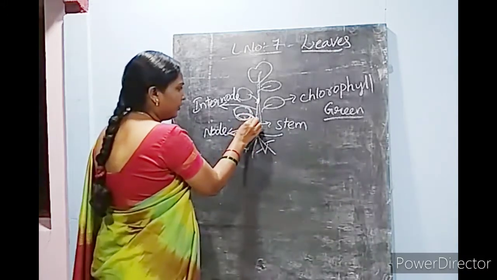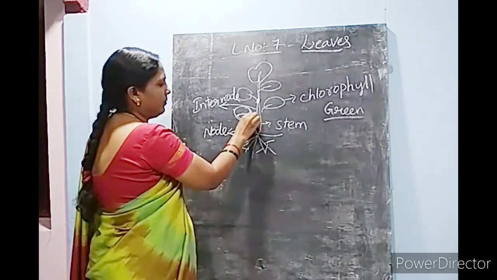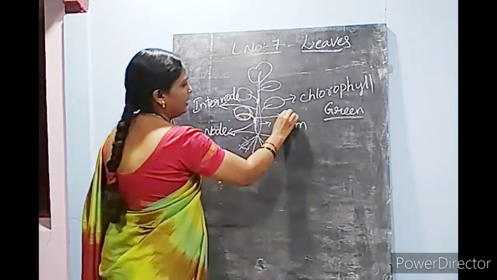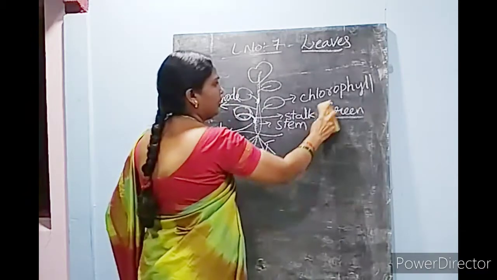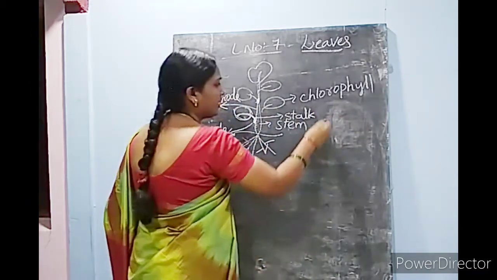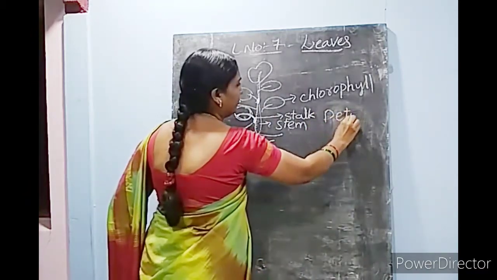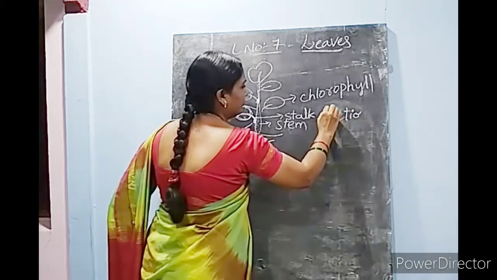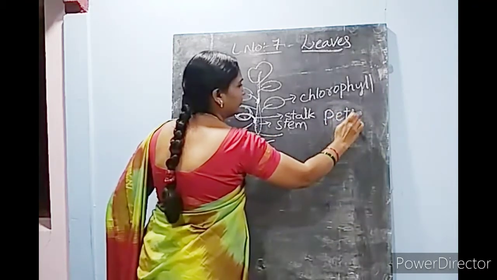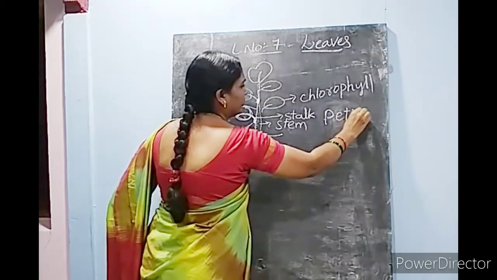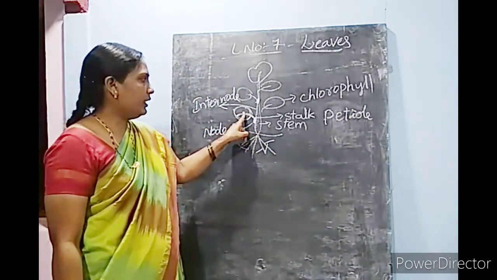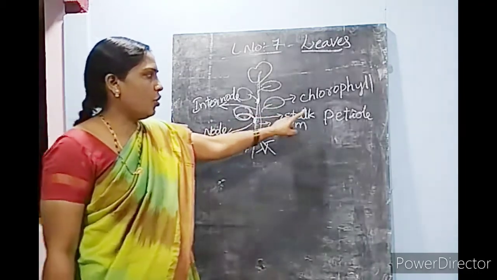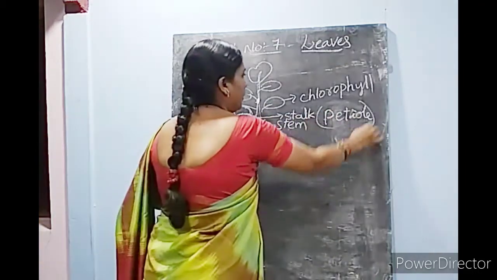And this part which is connecting the leaf to the stem, you learnt this part as stalk in lower classes, and you can also call it petiole. The part which is connecting the leaf to the stem is known as stalk or petiole.